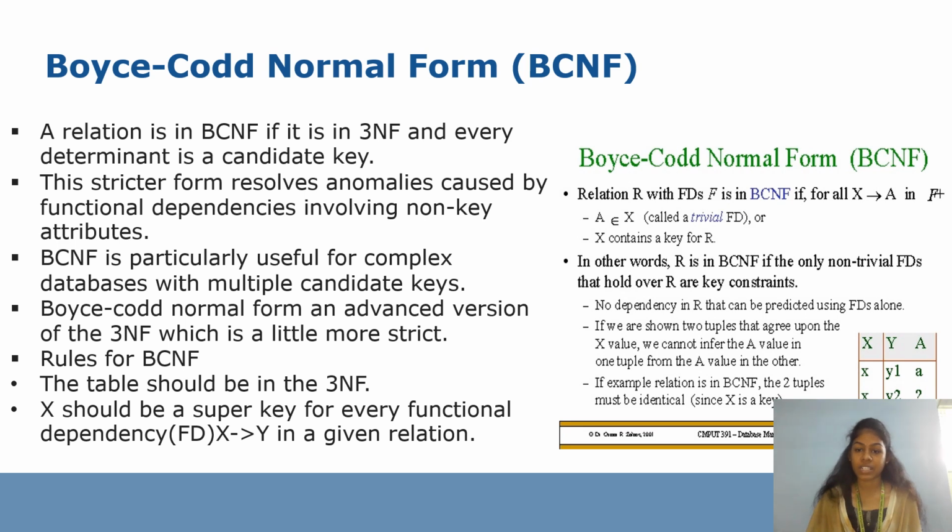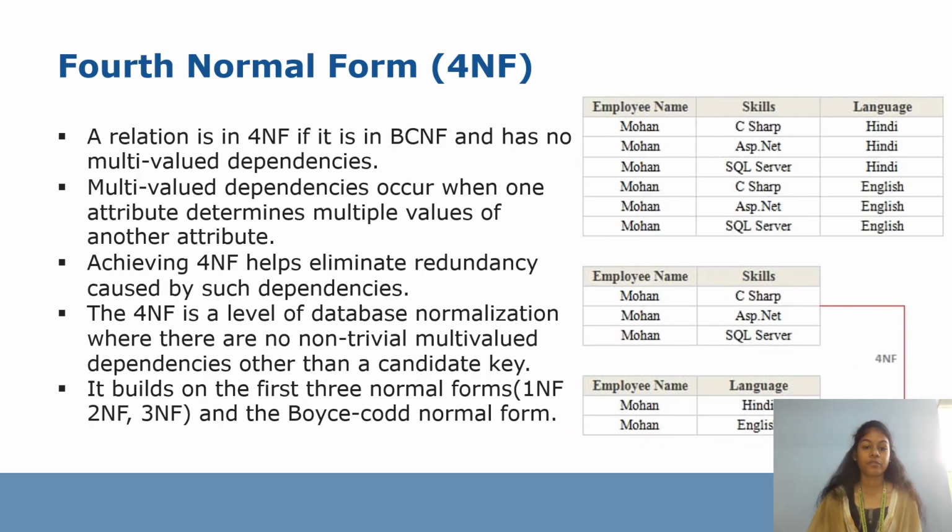A relation R with the FDs F is in BCNF if for all X tends to A in F plus. In other words, R is in BCNF if the only non-trivial FDs that hold over R are key constraints. And this is the fourth normal form.